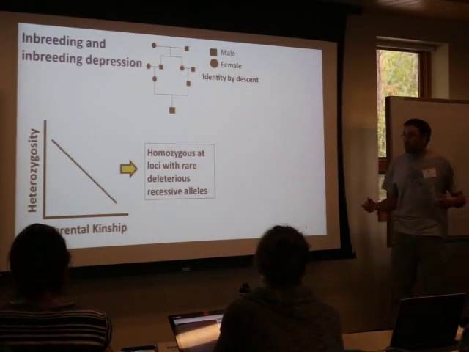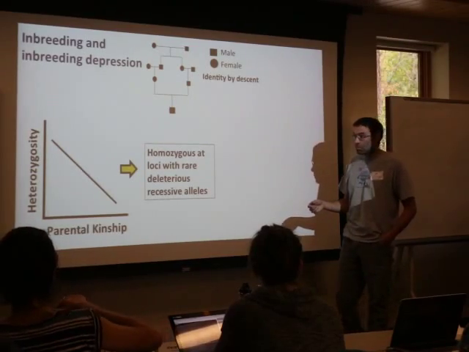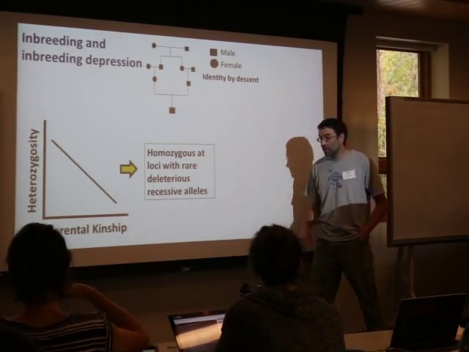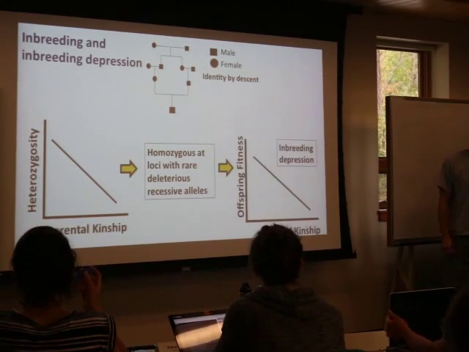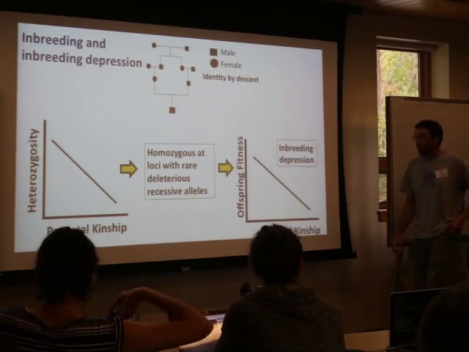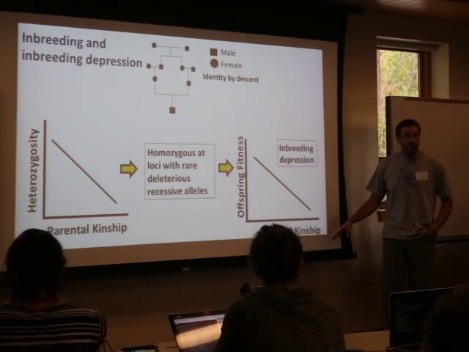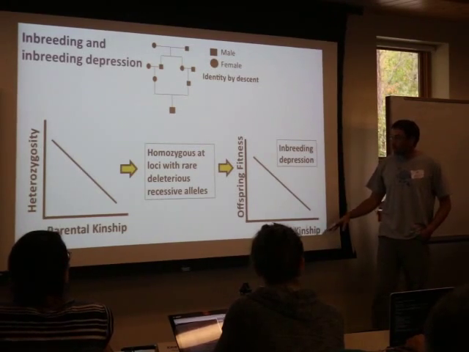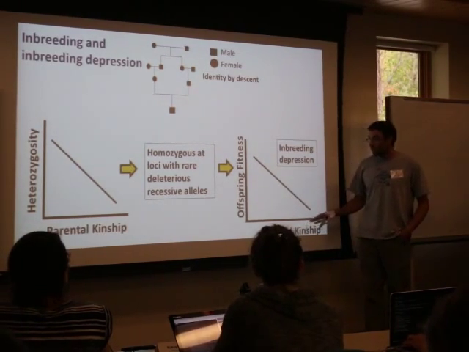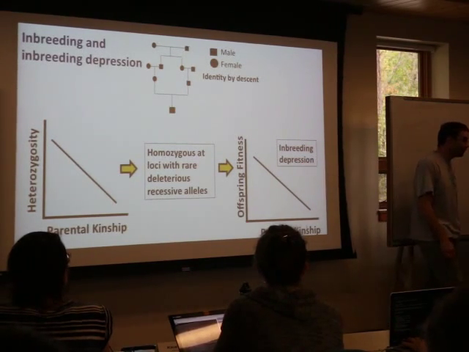When an individual is inbred and carries identical by descent loci across the genome, that individual is more likely to be homozygous at loci carrying deleterious recessive alleles. This creates a negative relationship between the fitness of an offspring and the parental kinship, or relatedness of the parents. Individuals whose parents are more closely related tend to have reduced fitness, and we call this phenomenon inbreeding depression.